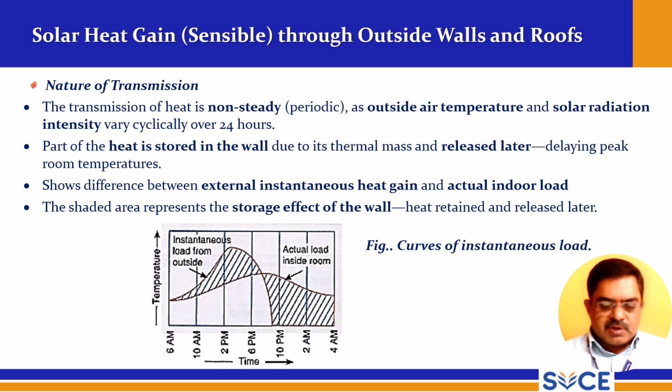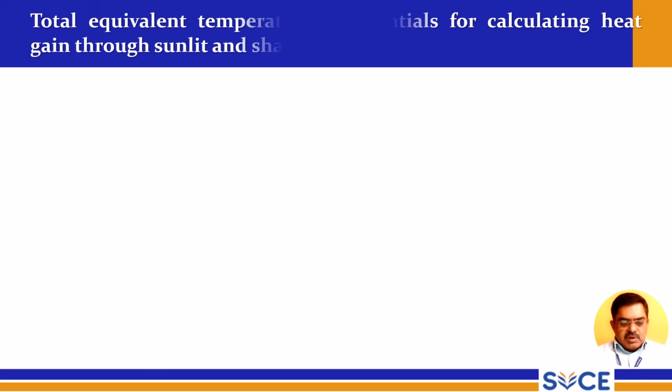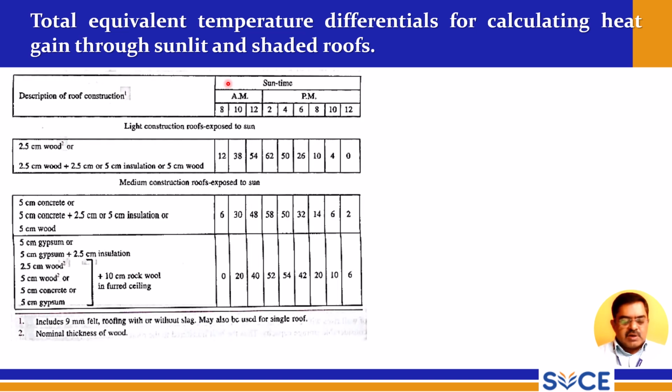These are the curves of instantaneous load and total equivalent temperature differentials for calculating heat gain through sunlit and shaded roofs. These are the tables, and you can see the sun time at 2 p.m. is actually very high, and in all the materials it is very high at 2 p.m.